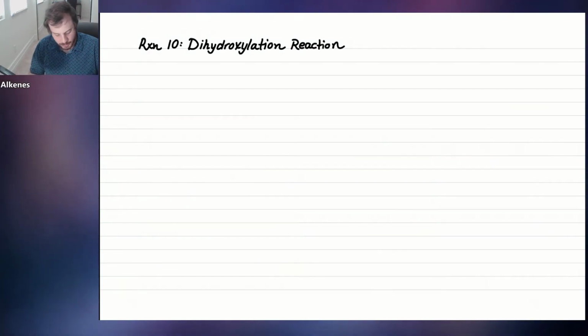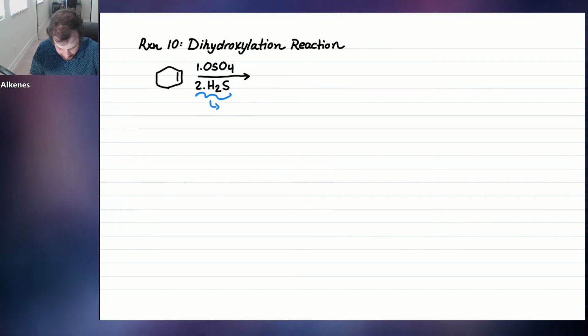Reaction 10 is called the dihydroxylation reaction. Have you ever wanted to turn an alkene into 2 alcohols? Well, now you can with reaction 10, available now for a limited time only. Actually, no, it's been available since the beginning of time because it's an organic chemistry reaction. It was actually discovered not too long ago, though. And the way the reaction works is it starts with an alkene, as always, and the reagent is very unusual. It's osmium tetroxide, so OsO4, and step 2 is H2S, which is required. It's a reducing agent that's needed for this reaction to work.